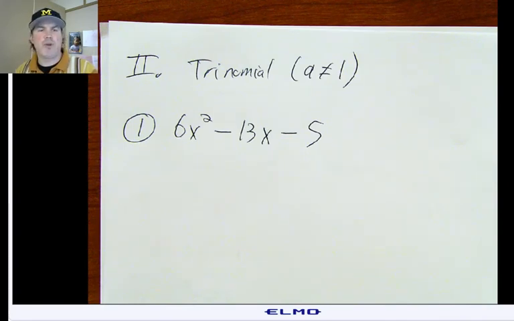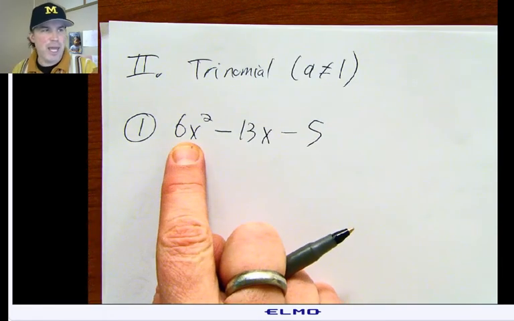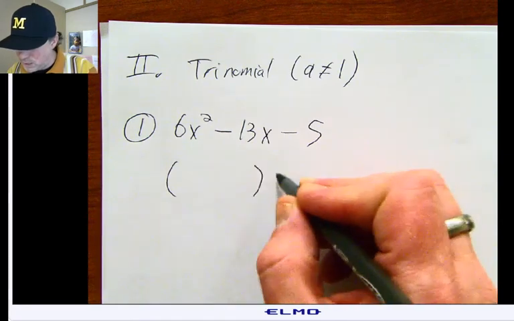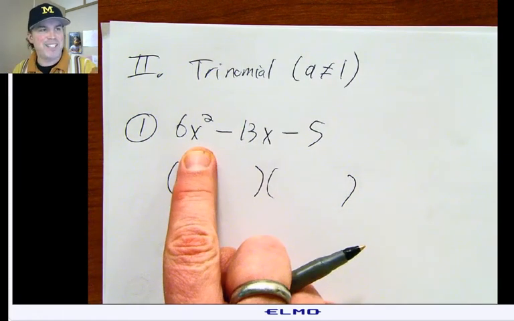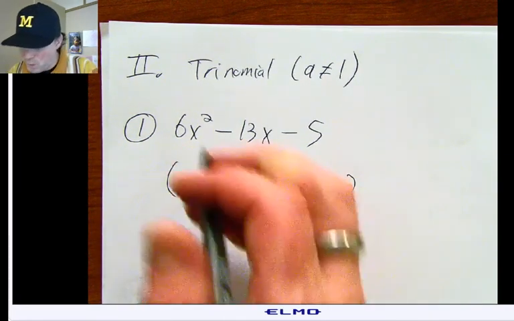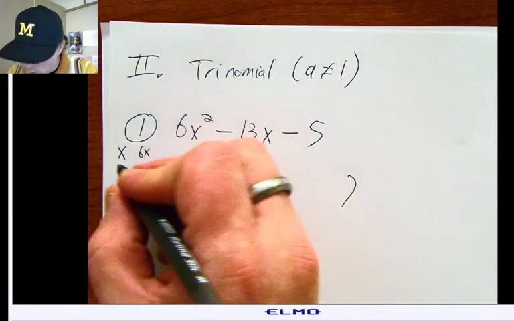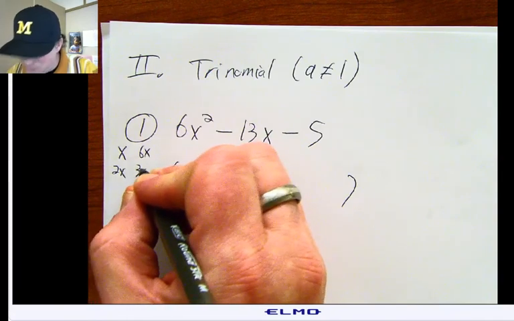The technique I'm going to show you right now is not a shortcut. This is the roll up the old sleeves and just get to work. Now, this is the opposite of foiling, the opposite of multiplying, the opposite of distributing. So at the end of the day, I need the front two terms. It needs to multiply to 6x squared. So it could be x and it could be 6x, or it could be 2x and it could be 3x.